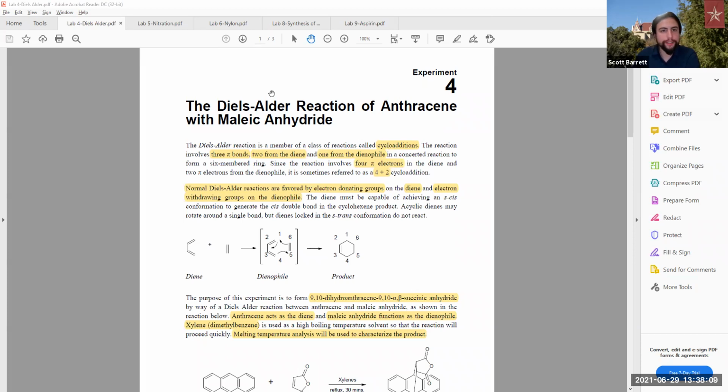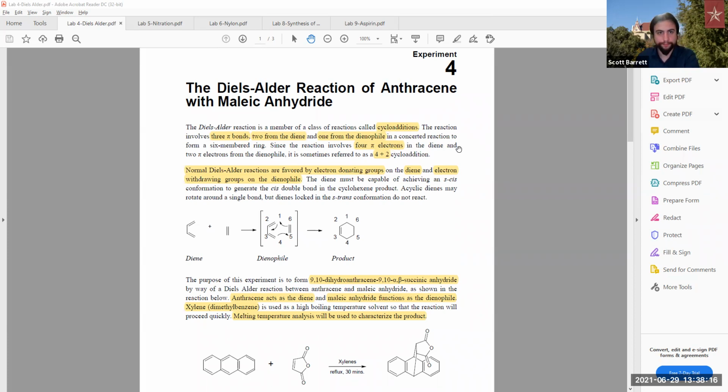Okay, so for this experiment that deals with the reaction of anthracene with maleic anhydride, we should know that this kind of reaction is called a cycloaddition, and it involves 3 pi bonds, 2 of them from the diene and 1 from the dienophile. So in total, this would be counted as 4 pi electrons and 2 pi electrons adding together. So we would call it a 4+2 cycloaddition. This can be denoted from any reaction that has a specific quantity of pi electrons involved, and there are other cycloadditions that have larger or smaller quantities.